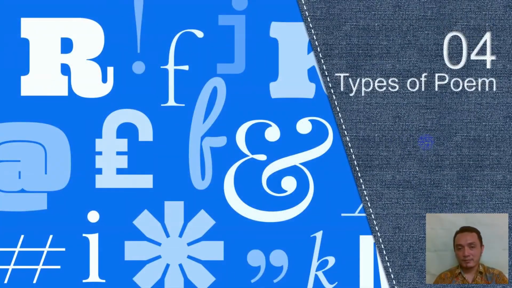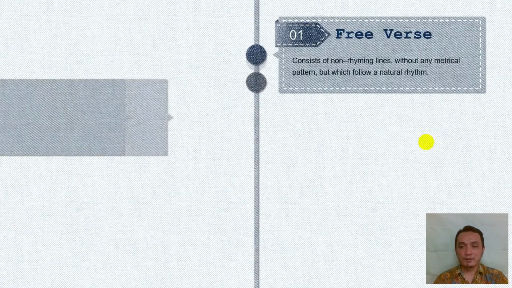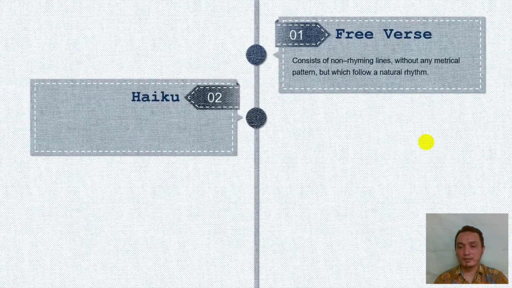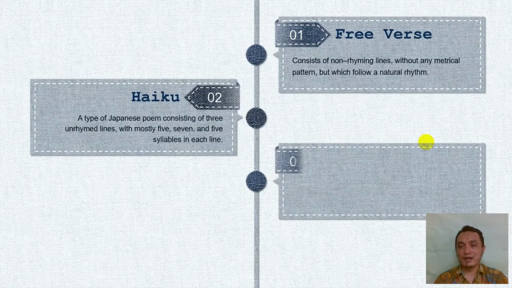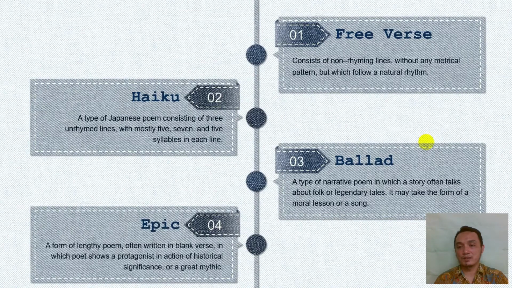The next is types of poem. There are some types of poem. The first is free verse. It consists of non-rhyming lines without any metrical pattern, but which follow a natural rhythm. So there is no rhyme like A, B, C, A. But even though it has no set lines or rhymes, it follows the natural rhythm.